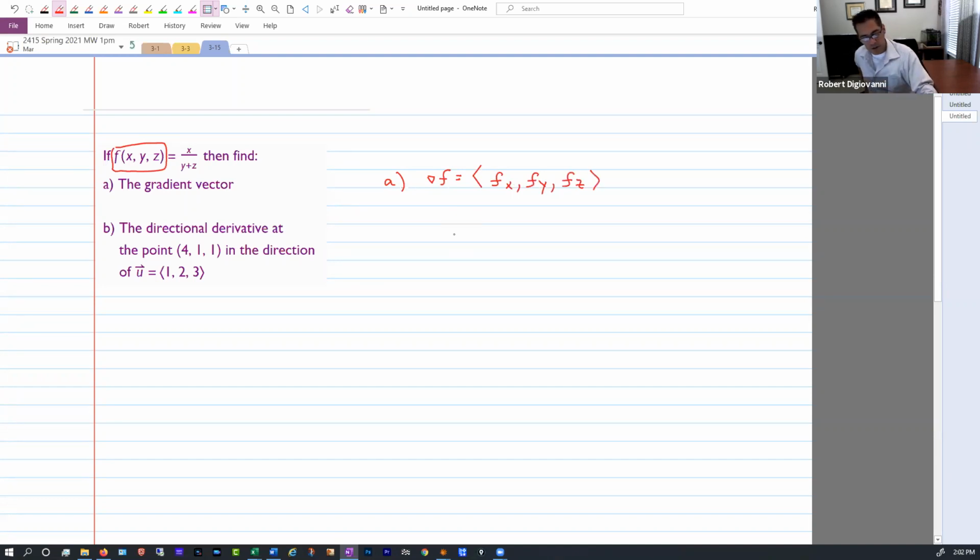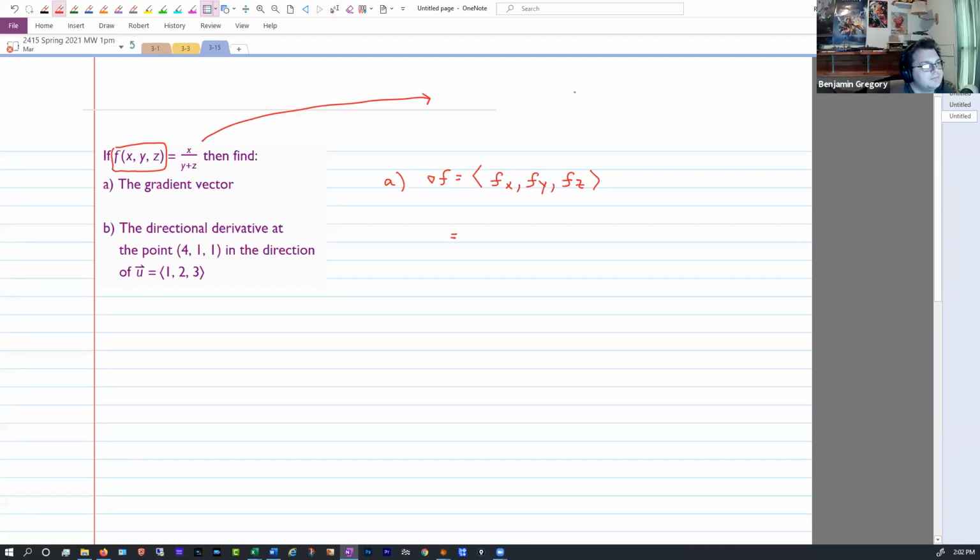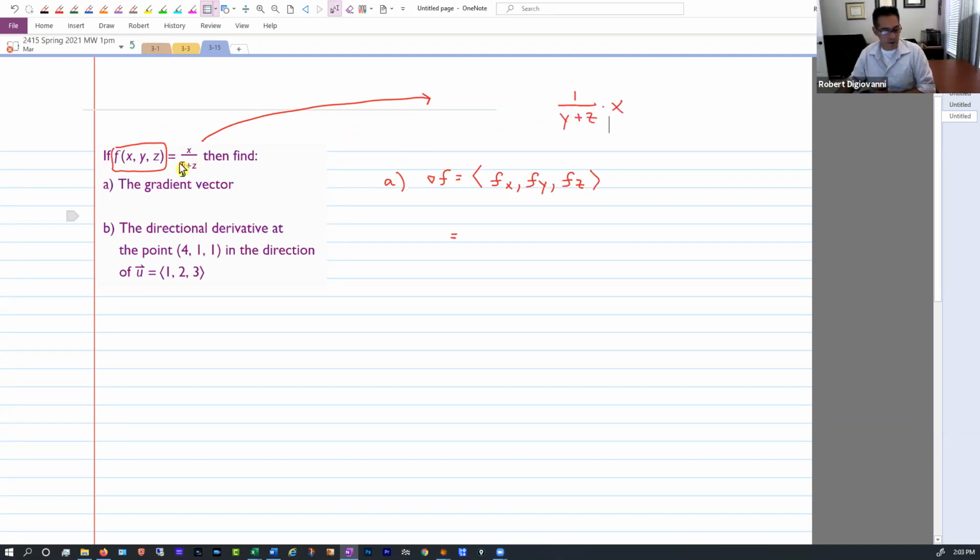All right, so let's do this. Partial of f with respect to x. Can anybody tell me what the partial of f with respect to x is? One over y plus z. Yeah. I would look at this as, this is the same as this. And since y and z are being held constant, this is just a big constant in front of x. So derivative of that with respect to x should just be the constant in front, 1 over y plus z.